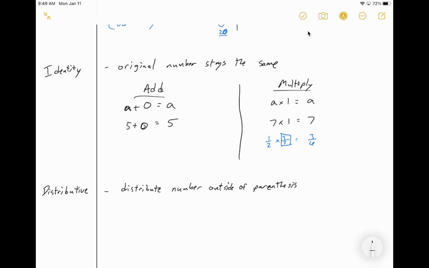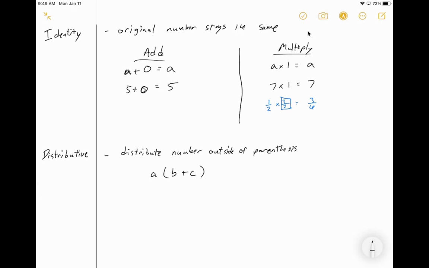Okay. So the way this looks, this isn't add or multiply. This is just like a separate property. It would look like this. A times B plus C is equal to, what you do is you multiply. So that's AB plus AC. Looks like that.